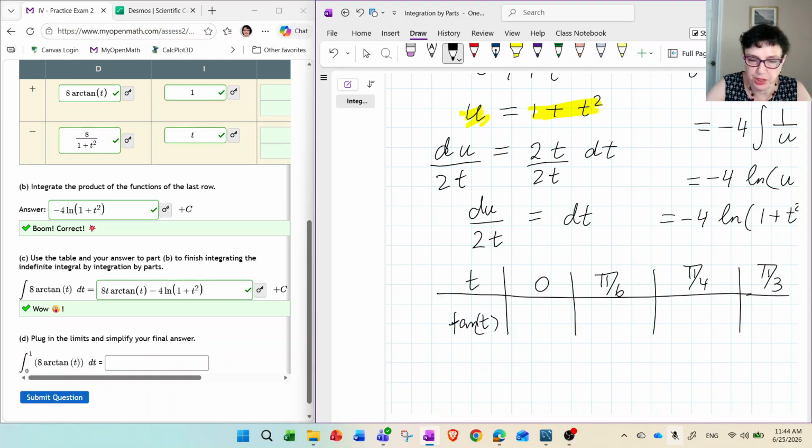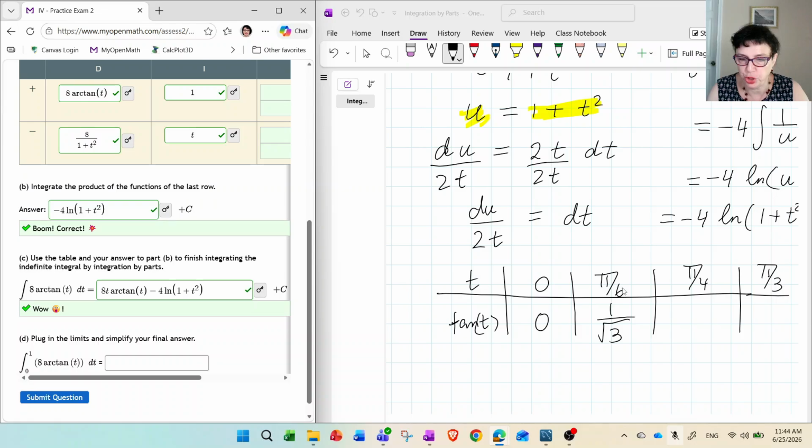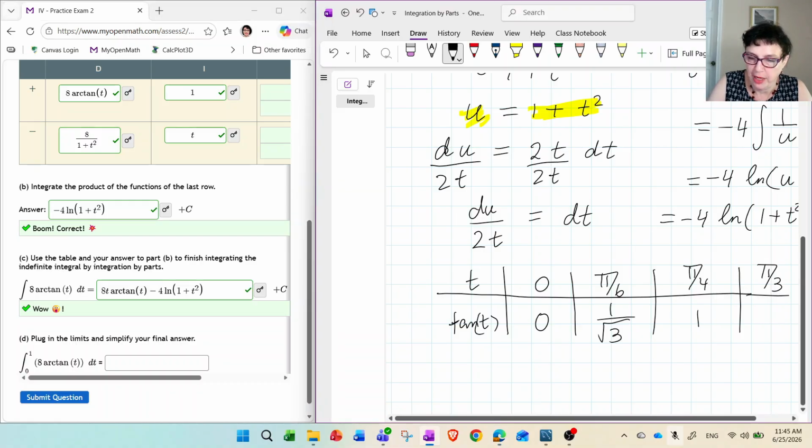Okay, so tangent of 0 is 0. Tangent of pi over 6. Here you just have to memorize. Unfortunately, there's nothing else. However, I'll show you in Desmos, basically Desmos can remind you what it is. Tangent of pi over 4 is 1, and tangent of pi over 3 is square root of 3.